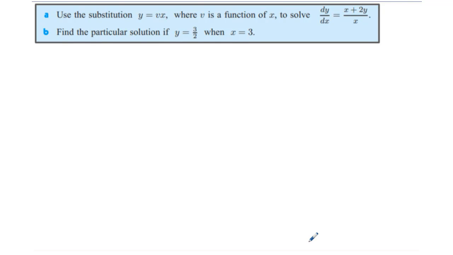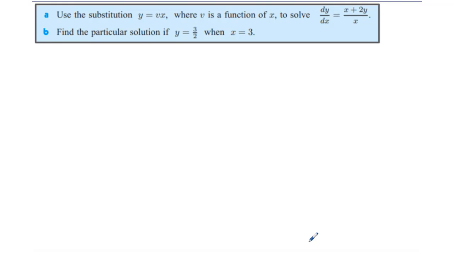Use the substitution y equals vx, where v is a function of x, to solve dy by dx equals x plus 2y over x. That's to get a general solution. Part B, find the particular solution if y equals 3 over 2 and x equals 3. So we're given the initial values, turning it into an initial value problem so we can actually find the function.